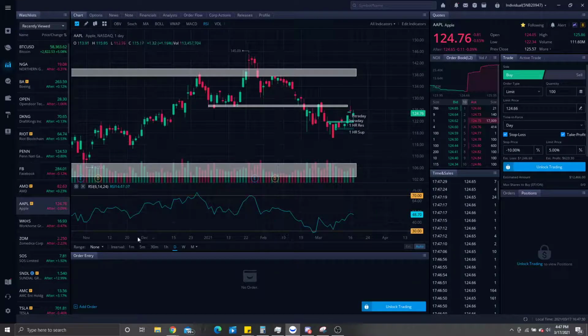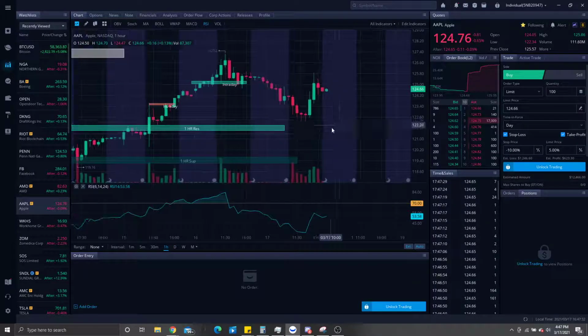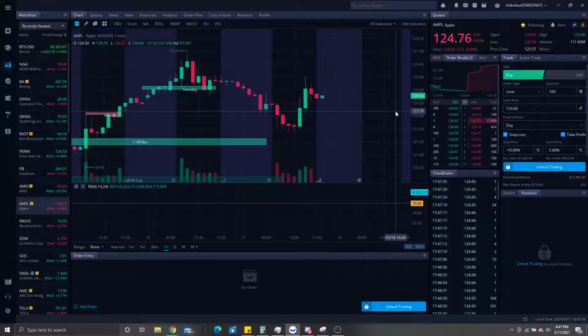And I mean, none of this stuff works all the time. But as long as it works more than half the time, or it really only has to work half the time or less than half the time if you have good risk to reward ratios.